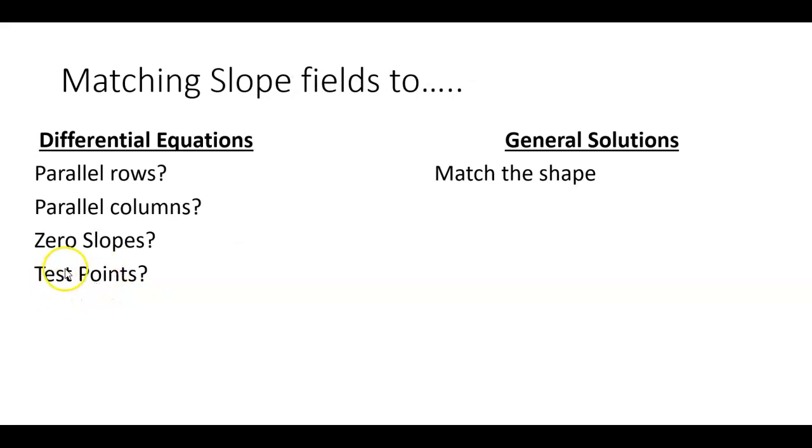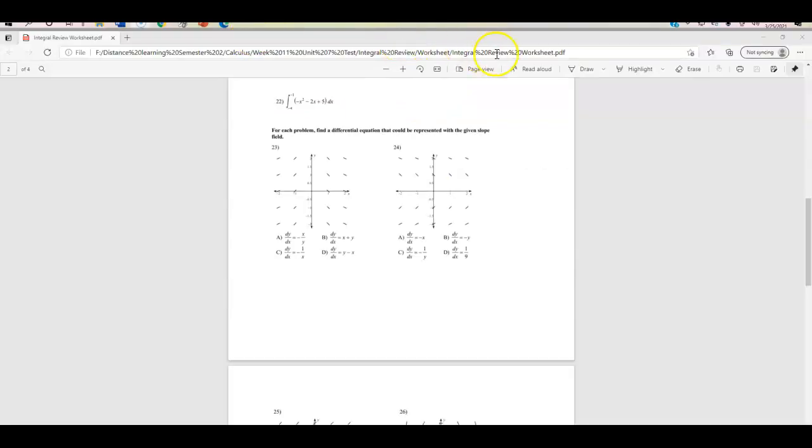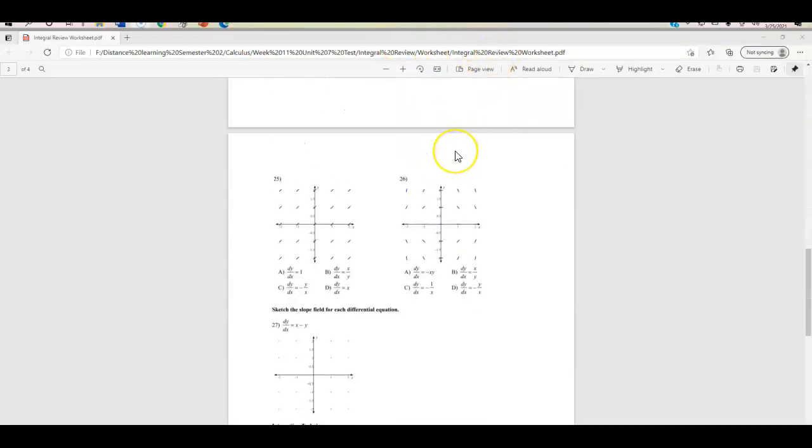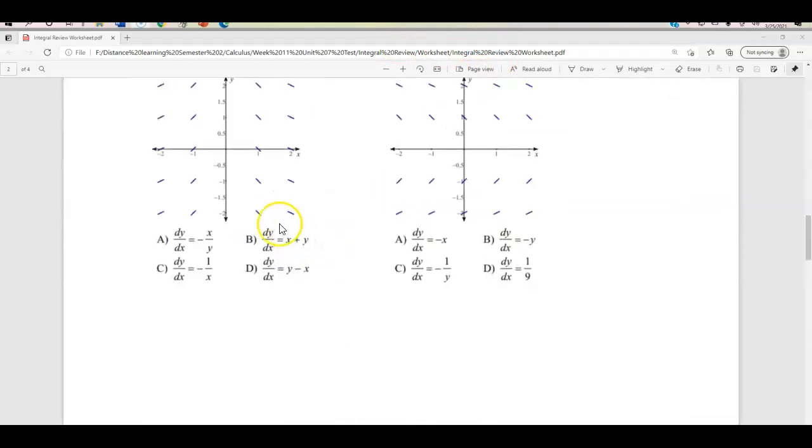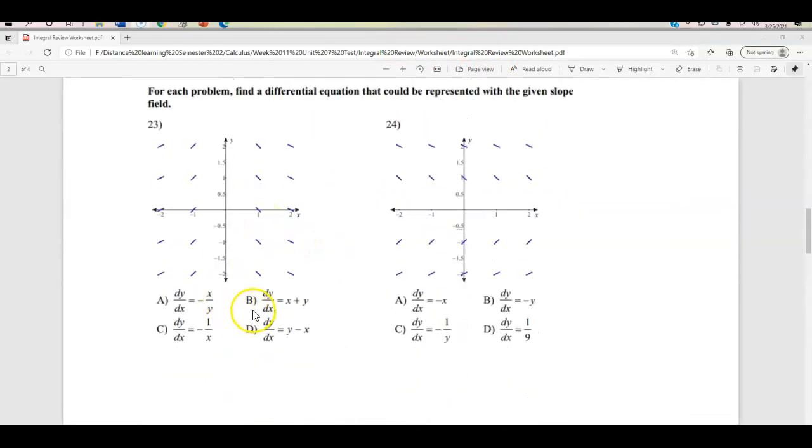The last thing we'll talk about is differential equation slope fields. Now, slope field questions come in one of two forms. On your guys' worksheet for this week, numbers 23 through 26 are some slope field questions. And what they're doing here is they give you a slope field, and your job is to find which one of these differential equations go with this slope field.